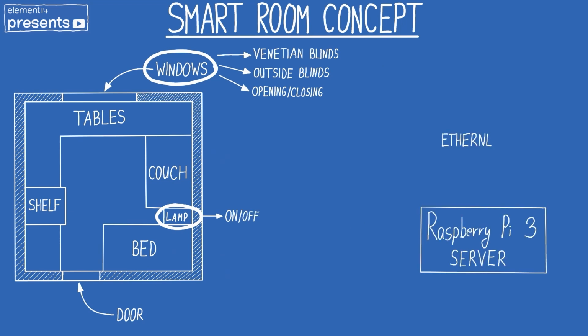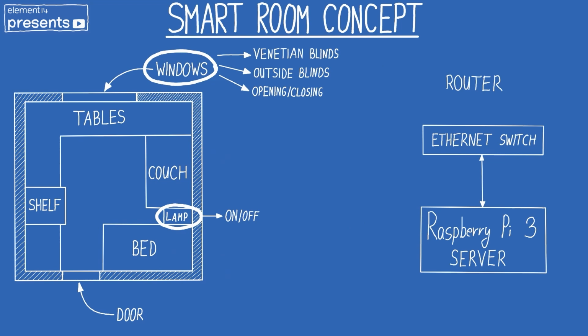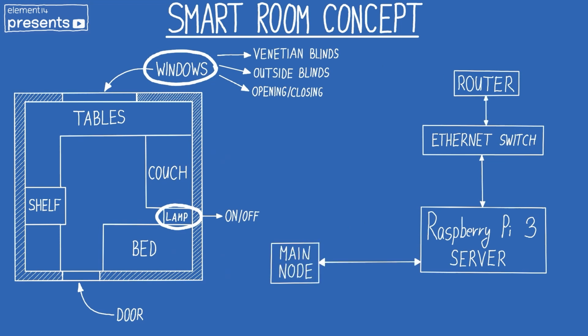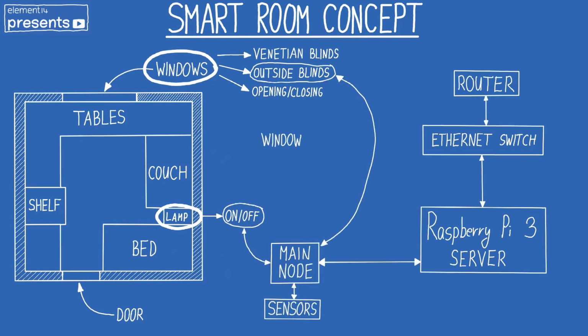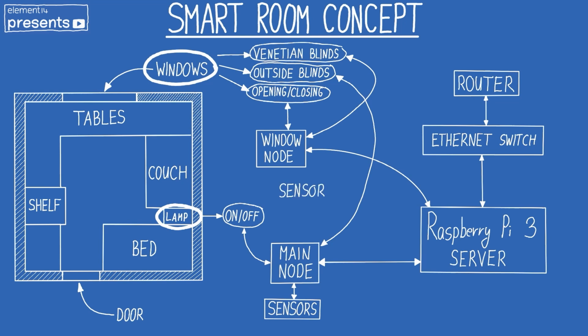I'm going to use a Raspberry Pi 3 as a server connected to the Ethernet switch. I'm going to have a main node controlling the blinds and light, and I'm going to have another window node using MQTT that will control the Venetian blinds and opening and closing the window.